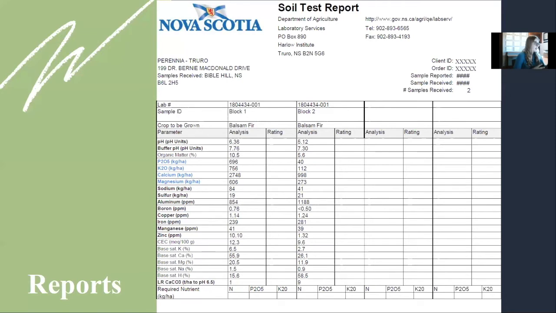Then you get down, you can see I've got highlighted in blue here. These are the fertility parameters that I tend to look at. Your first one, P2O5, is a phosphorus measure. If you think back to science, you'll remember that P is the elemental symbol for phosphorus. Then K2O, below that, you'll remember K is potassium.